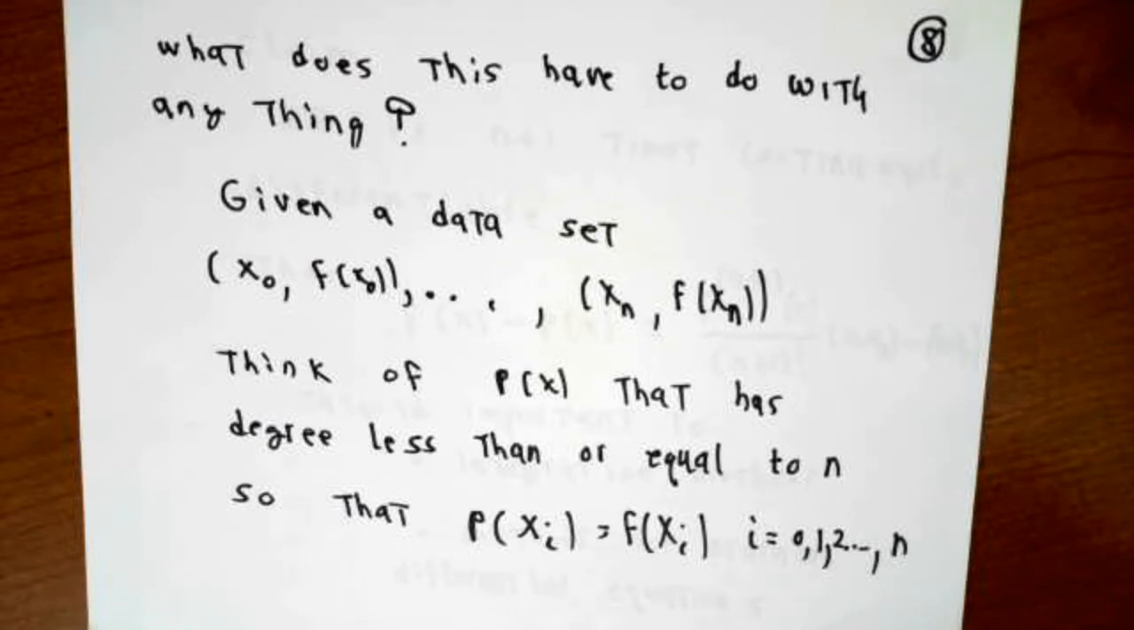Now, at first glance, this just appears to be incoherent rambling, but we have a place we're headed towards. Suppose we have a data set, as before, x0, f of x0, out to xn, f of xn. None of the x numbers are repeated in the data set. We know already that there's exactly one polynomial of degree n or less that will interpolate this data. That is to say, p of xi equals f of xi for all indexes i equals 0 to n.